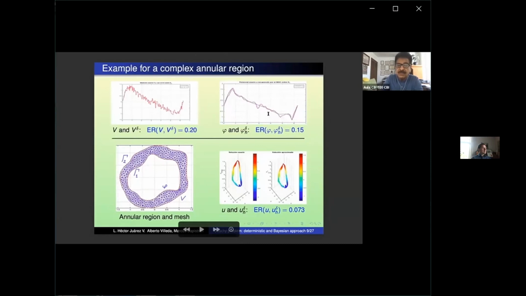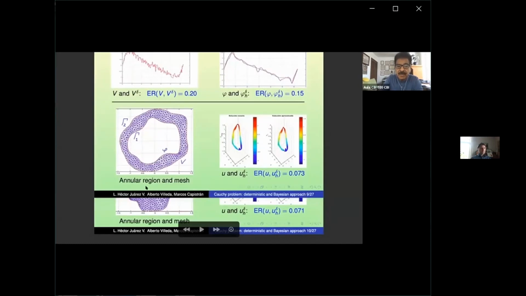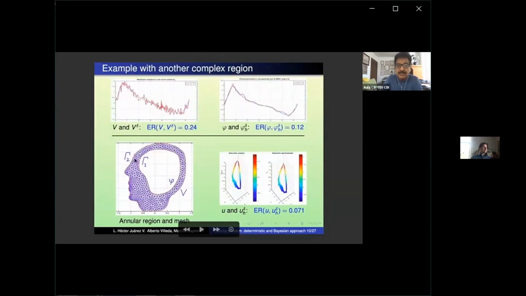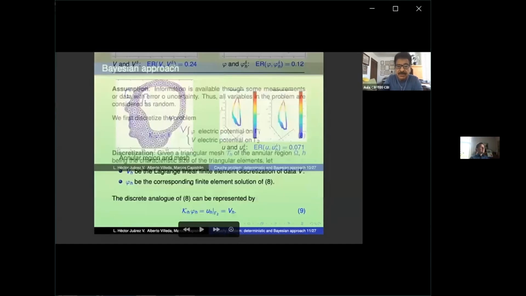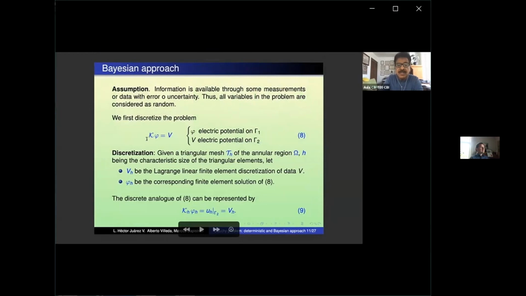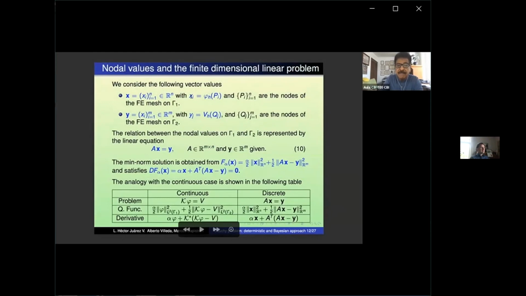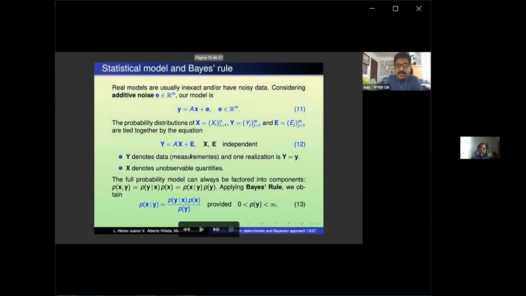Now let me consider the Bayesian approach. We first discretize our problem to obtain this problem 9, in which we consider just the relation between the nodal values of those functions, obtaining equation 10. Then if we consider additive noise and Bayes rule, we have to compute or propose the likelihood function, P(y given x), and the prior P(x) to obtain the posterior distribution, which is the unknown in this case.